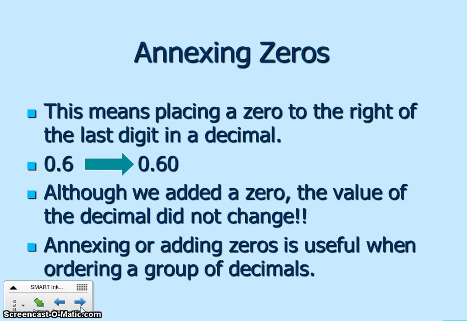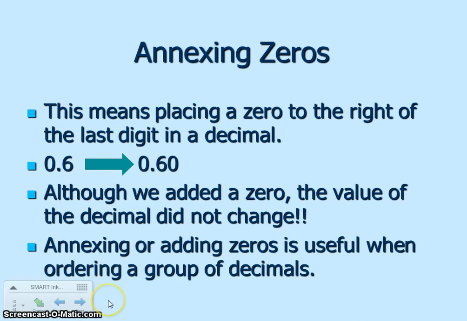Those are equivalent decimals. Now there's something called annexing zeros, and this will help you when you place a 0 to the right of the last digit in a decimal. So again, for instance, if we take our decimal from the last slide, 0.6, and we annex a 0 on the end, even when we add a 0, our 6 in the tenths place is still the same. It's still equal. We could add hundreds of zeros after our 6, and it would still be the same number. Although we've added a 0, the value of the decimal does not change.